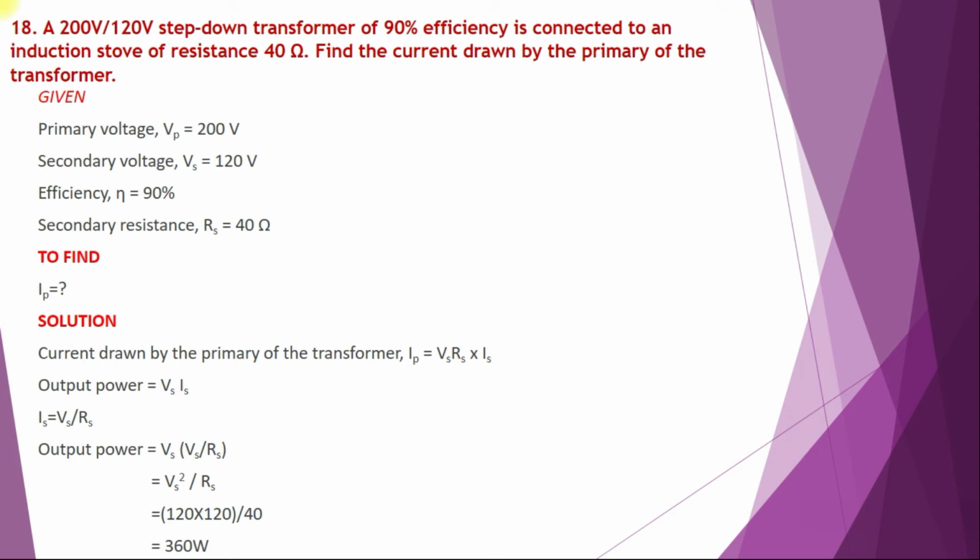So the solution starts from the current drawn by the primary of the transformer. Ip is equal to Vs by Vp into Is. So output power is equal to Vs into Is. From this equation we will find the value of Is, which is Is equal to Vs divided by Rs. So output power is equal to Vs into Vs divided by Rs. We have substituted the expression for Is here. Now Vs into Vs is Vs square divided by Rs. Now substitute the given values. So 120 into 120 divided by 40, which is equal to 360 watt. This is the output power.